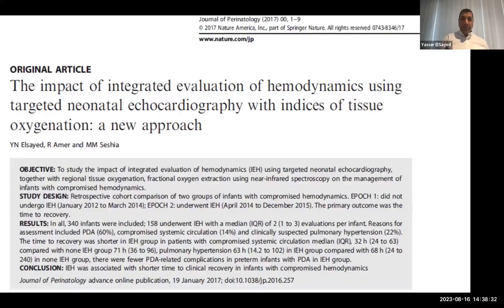And then the evidence will be the last part of my presentation. So now we are talking about the impact of integrated evaluation of hemodynamics using targeted neonatal echo with indices of tissue oxygenation, including near-infrared spectroscopy and the clinical assessment. And to my knowledge, this was the first study to validate the value of using this integrated technique, including TN echo. So we applied this integration for 2 years, and we compared 2 epochs, the epoch after we started and the epoch before we started, the era before we considered targeted neonatal echo as a standard of care.